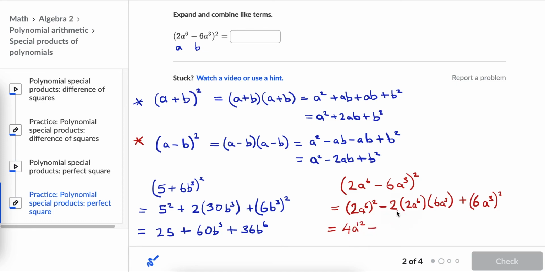Minus, well, we'll bring the 2 in a moment. Let's go with the 2 times 6 first. So 2 times 6 is 12, times 2 is 24. So 2 times 2 times 6 is 24. And then you've got a to the sixth times a to the third. That's adding the exponents, so a to the ninth: 24a to the ninth power. And then we've got plus 6 squared, which is 36, and a to the third power squared is 3 times 2, which is 6, so a to the sixth power.